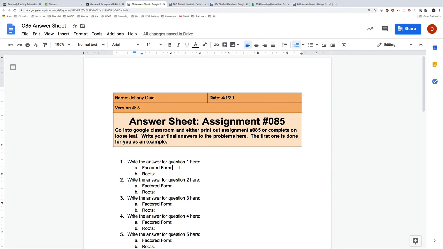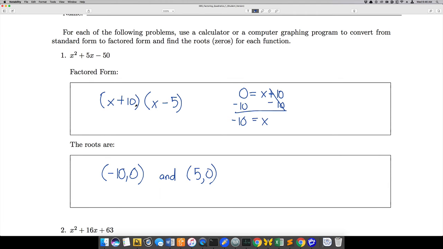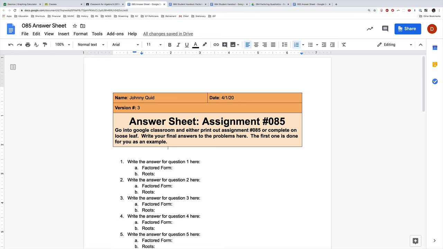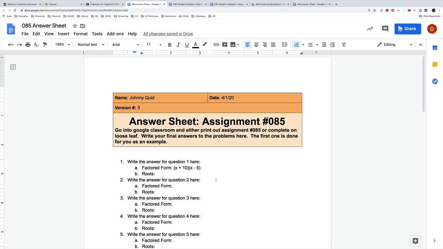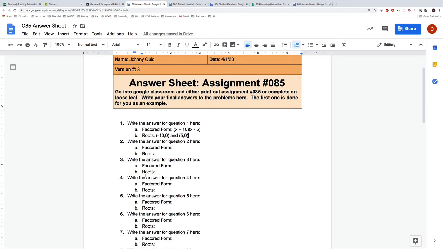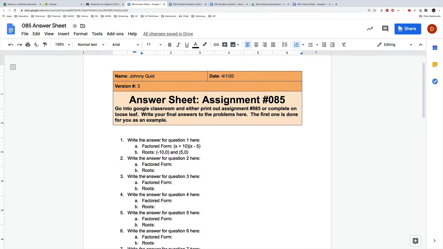And then we're going to go back to our handout. The number 1 was x plus 10 times x minus 5. So for number 1, we put x plus 10 times x, oops, and then close the parentheses. Open another parentheses and put x minus 5. And you want to put a little space so it looks nicer. And then for our roots, it was negative 10, 0, and 5, 0. Back to our sheet, put a negative 10, 0, and 5, comma 0. And you'll go ahead and write the factored form and the roots for all of the answers.